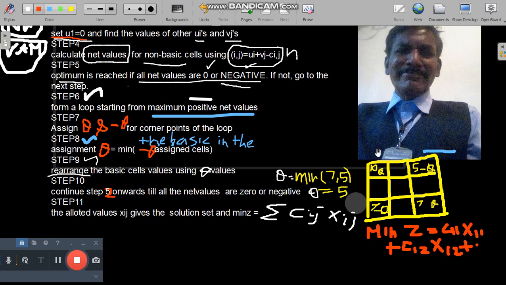So whether this is the least cost or minimum cost or optimum cost, again we have to go for calculating the fixed cost for basic cells, and then find all the Uis and Vjs. Then you find out the net values using the formula Iij equals Ui plus Vj minus Cij. If all of them are 0 or negative, we have to stop. Up to that we have to go further and further.